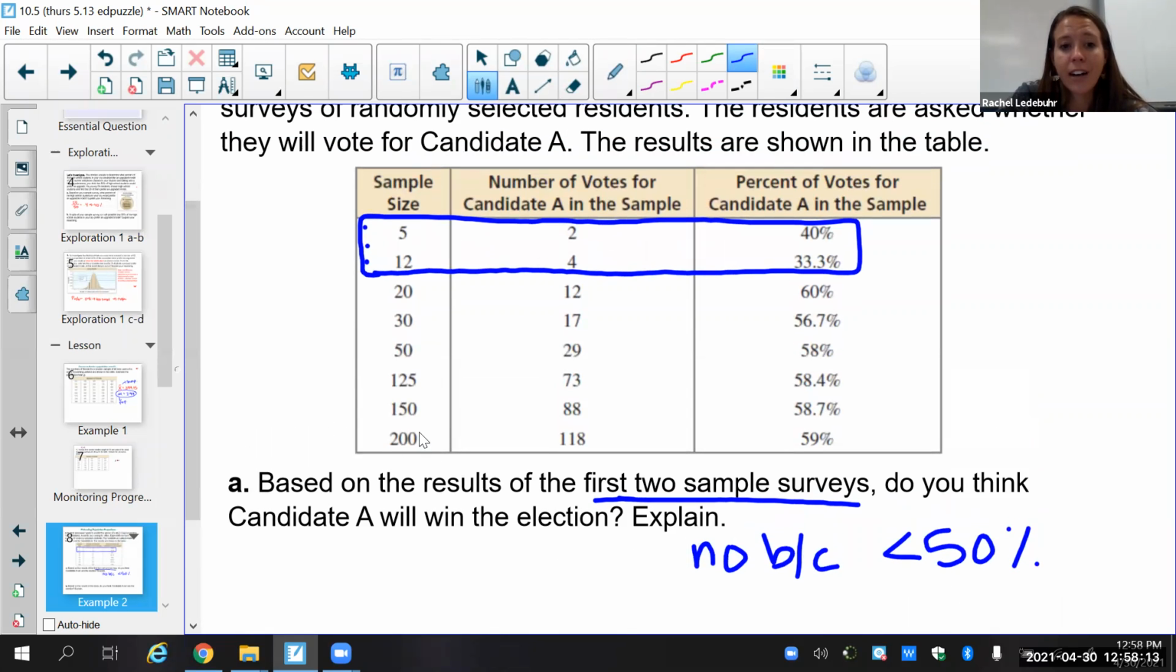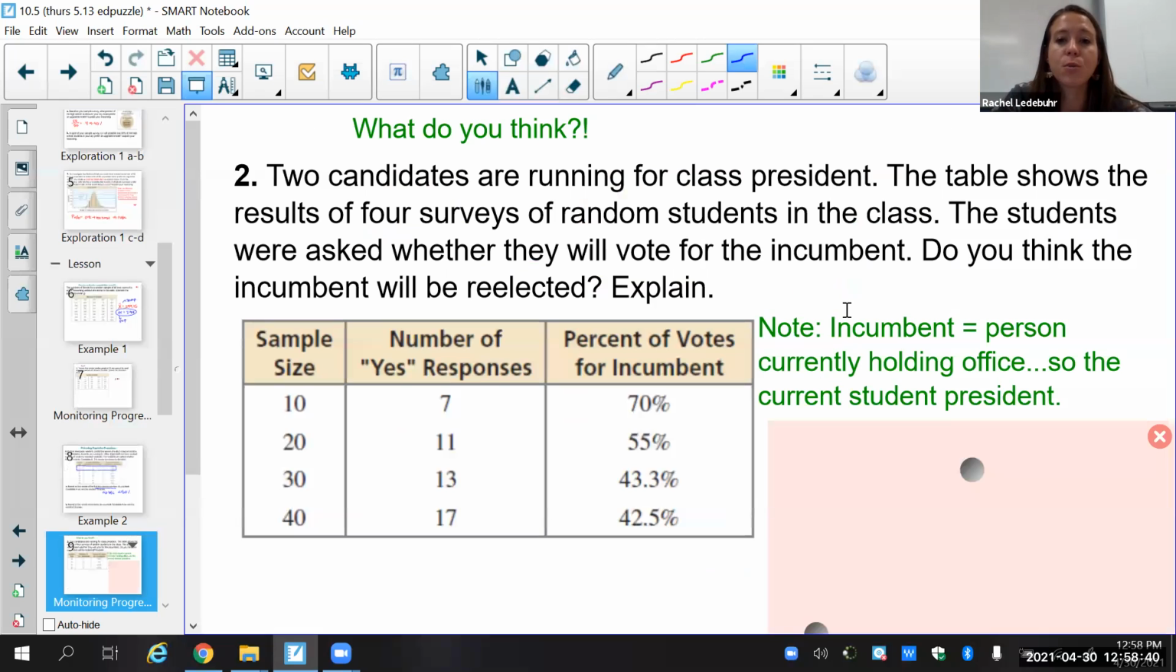If I look down here and increase my sample size to 200, it's going to increase the validity of my results. And out of 200, 118 are voting for candidate A, resulting in 59%. It's greater than 50%. Yep, candidate A is winning. So the point of this is to really show that as we increase our sample size, we get better results. Okay, so what do you think?